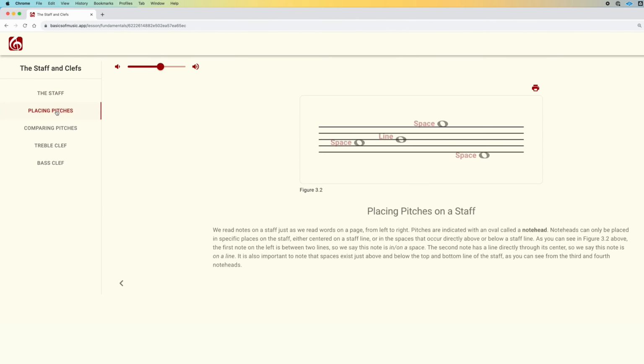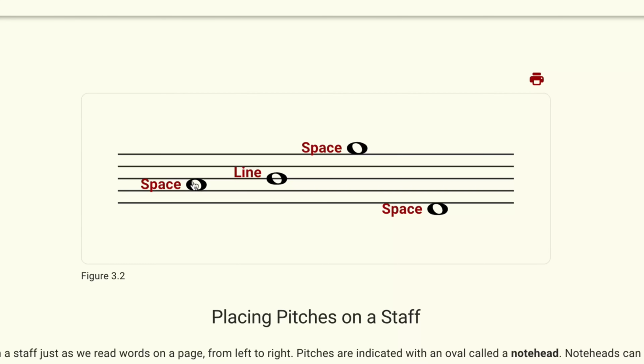We read notes on a staff just as we read words on a page from left to right. Pitches are indicated with an oval called a note head. Note heads can only be placed in specific places on the staff, either centered on a staff line or in the spaces that occur directly above or below a staff line. As you can see, the first note on the left is between 2 lines, so we say this note is in or on a space.